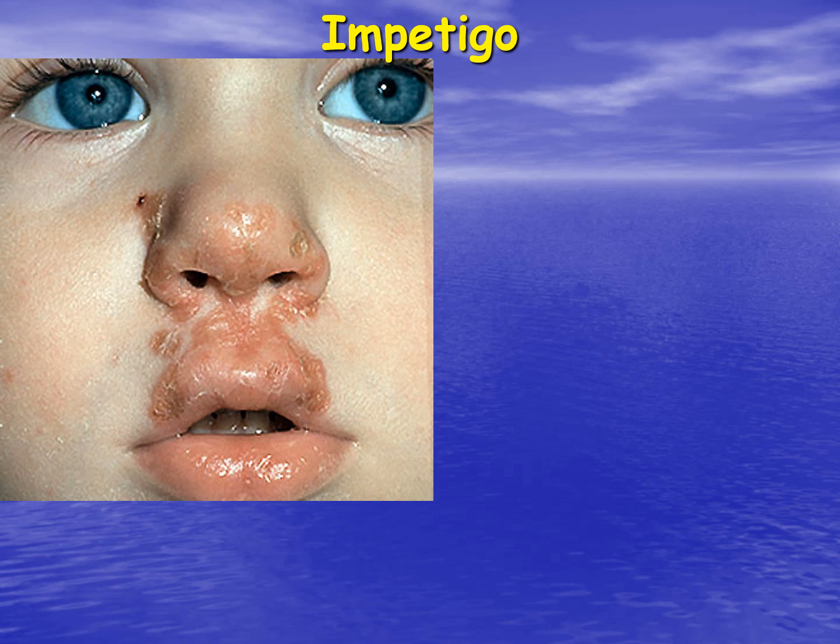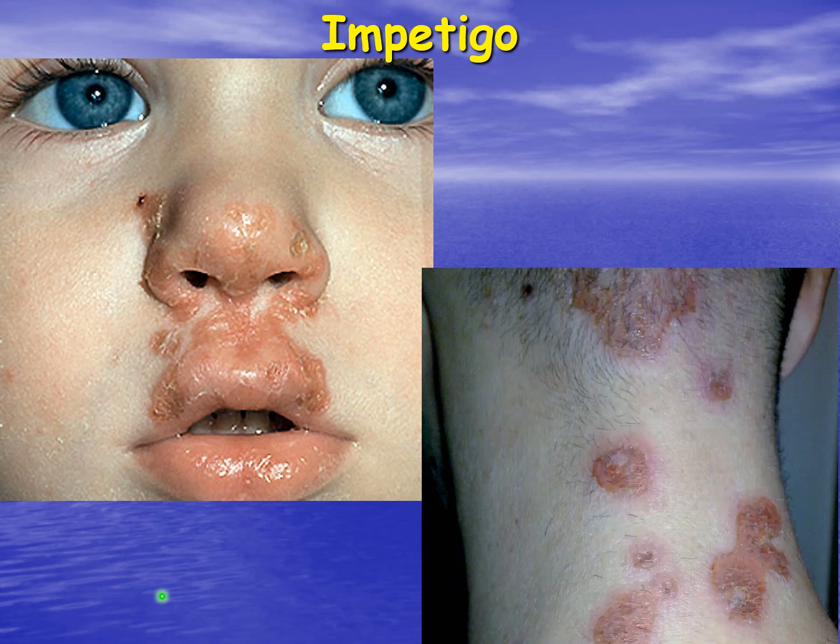And this just shows a picture of impetigo, and this is a common area around the mouth and the nose. But this is actually an older individual where we can actually see these lesions on the back of the neck.